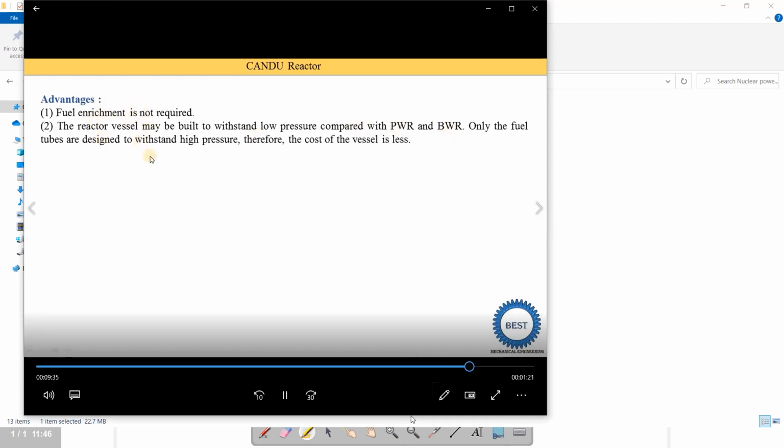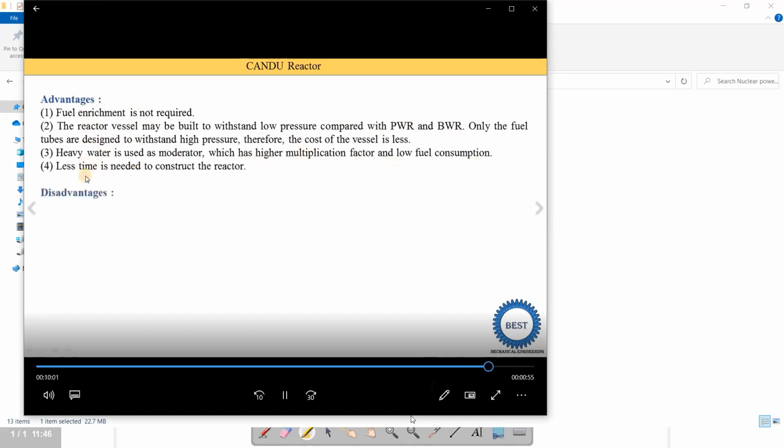Now, the advantages. The reactor vessel, at low pressure compared with PWRs and BWRs, is not required to sustain heavy pressure, so we are able to make it light. Only the fuel tubes are designed to withstand the high pressure, therefore the cost of the vessel is less. Heavy water is used as a moderator, which has a higher multiplication factor and low fuel consumption. Fourth, less time is needed to construct the reactor compared to other reactors.